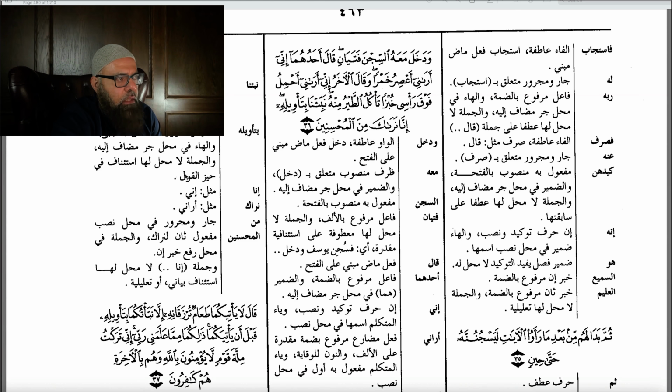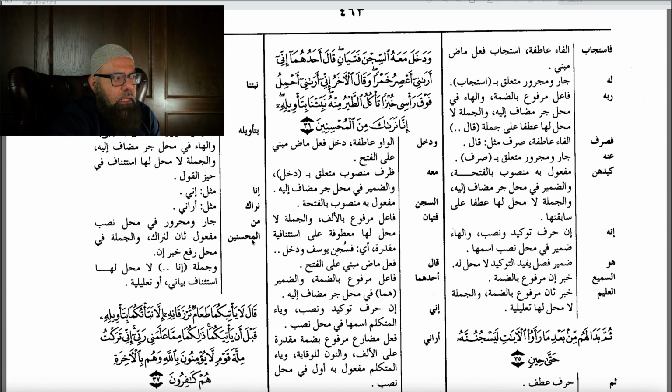That's fine. والجملة لا محل لها استئناف في حيز القول. Okay, this is cool. So he's saying that نبئنا بتأويله is actually within the confines of the quoted statement. This is a good detail that I overlooked when I was analyzing it. So this is within the confines. في حيز means within the confines of the quoted statement.